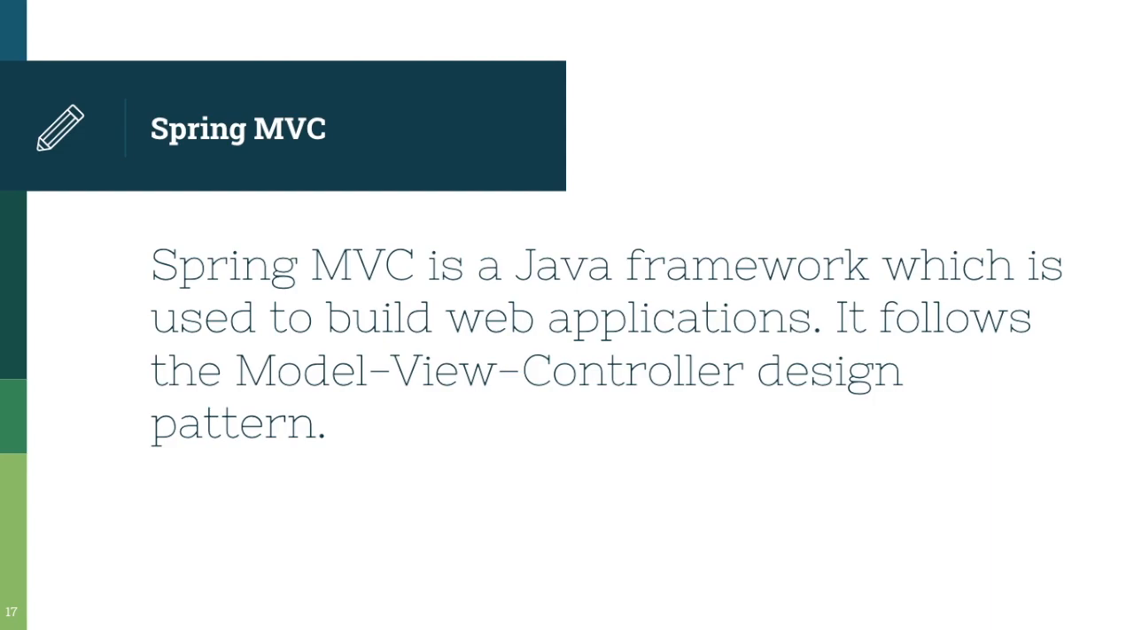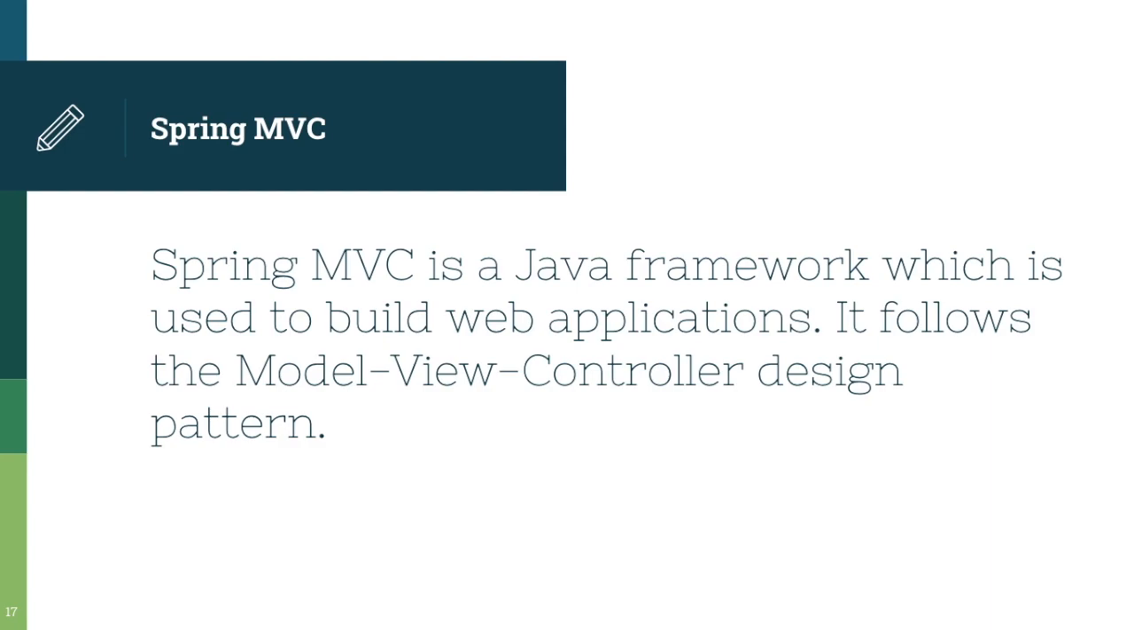Spring MVC is a Java framework that is used to build web applications. It follows the model view controller design pattern. Just to briefly introduce what MVC is: MVC divides a project into three parts, including views, controllers, and models. The model defines the application business layer. The controller manages the flow of the application, and the view defines the application's presentation layer.